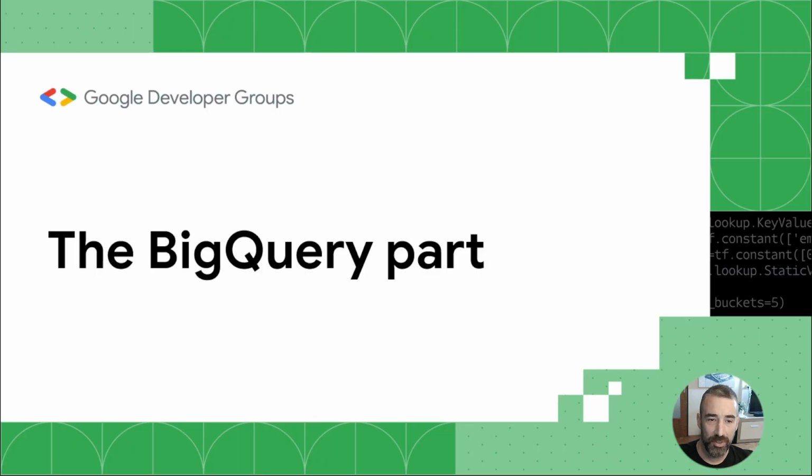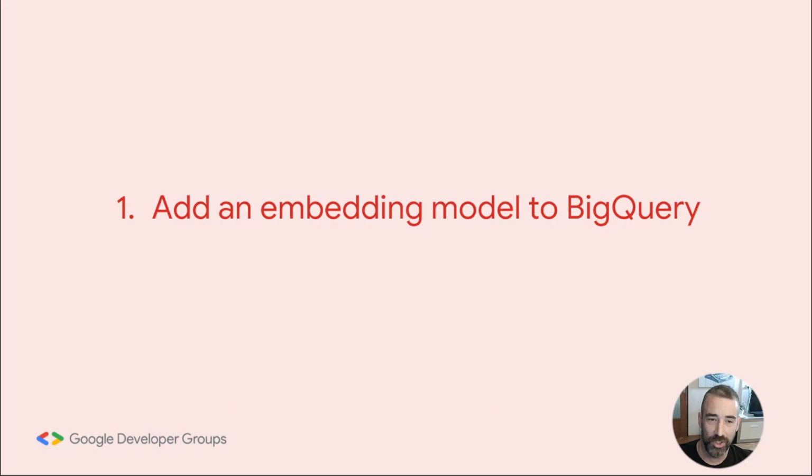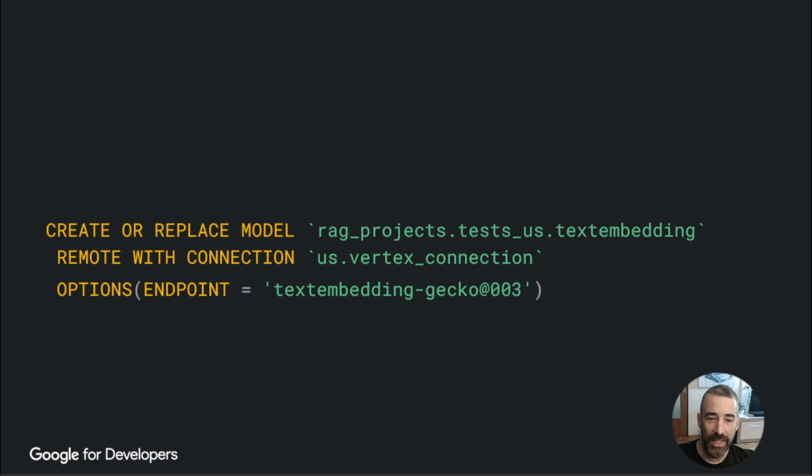So the BigQuery part. First we need to add an embedding model to BigQuery. I will show you briefly how to do this. Add a column with vector embeddings, and then perform the actual vector search within BigQuery. It is quite interesting that you can do all this within BigQuery, and this is why it's a very simple way to do it, and why we're relying on it for our vector search here. Adding an embedding model is basically like creating a table or anything else in BigQuery: create or replace model.